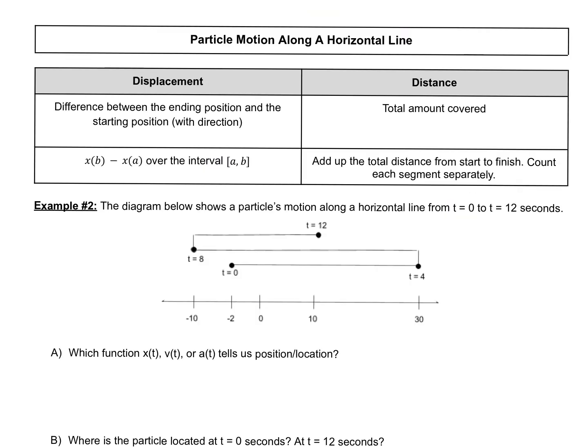Okay, last thing I want to talk about is how we can apply motion with a particle moving along a horizontal line. So there's two key concepts here, displacement and distance. Displacement is the difference between the ending position and the starting position. And the distance is the total amount covered. The way that we can find the displacement is literally take the difference, subtracting the starting value from the ending value over this interval. And the way we find the distance is just by adding everything up from start to finish. So it makes sense if I show you an example.